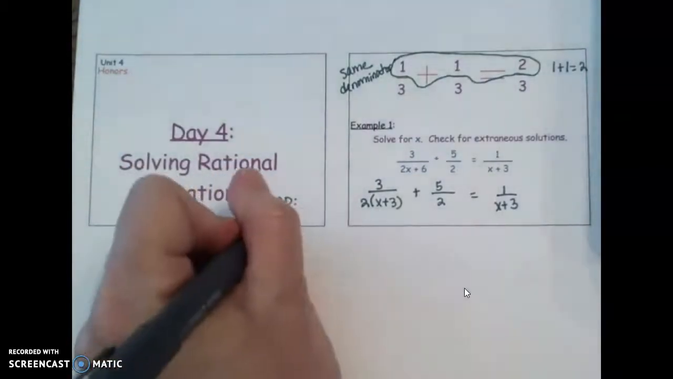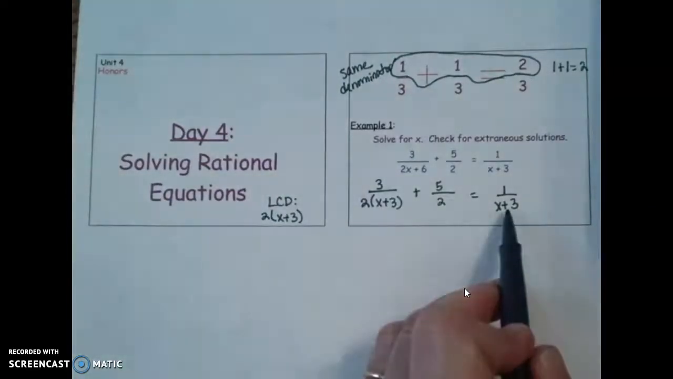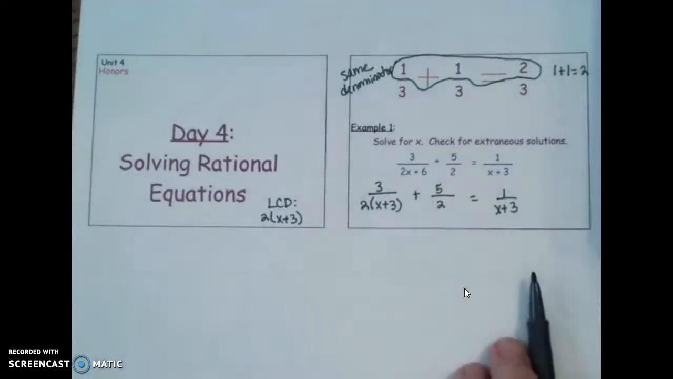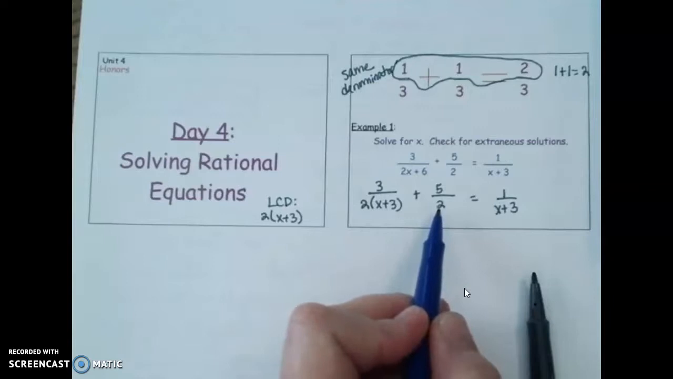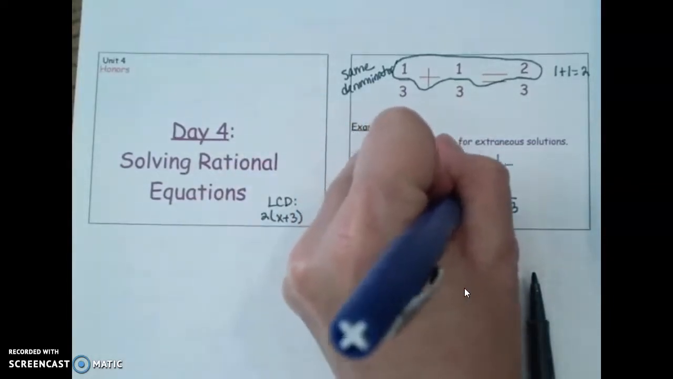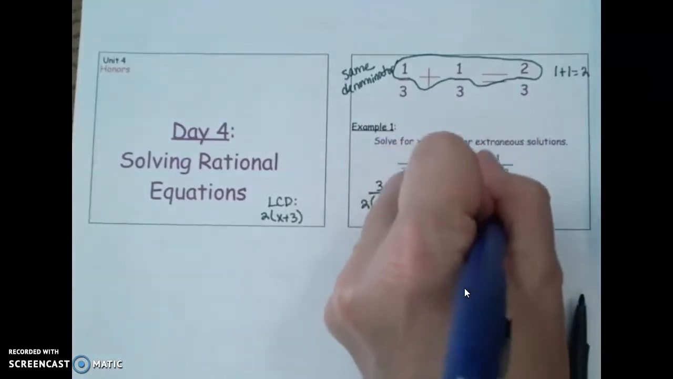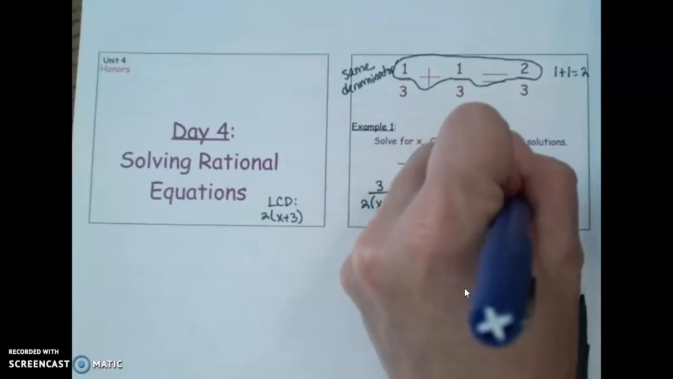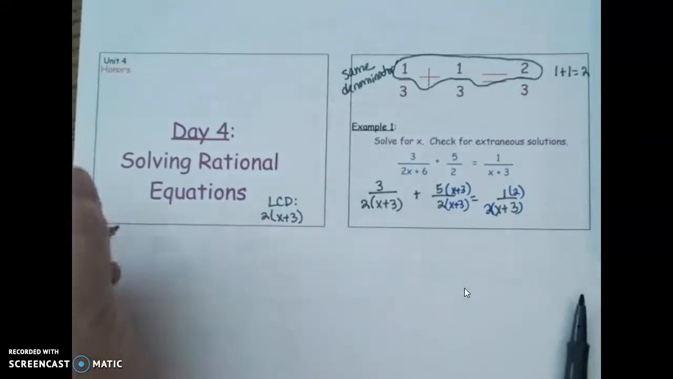So if we think about our least common denominator here, I need a 2. I need an x plus 3. There's 2, we've already got that. There's x plus 3, we've already got that. So with that in mind, I don't need to do anything to the first fraction. Our second fraction, we do need an x plus 3. So remember, that's top and bottom. Our second fraction, we need a 2. Top and bottom.